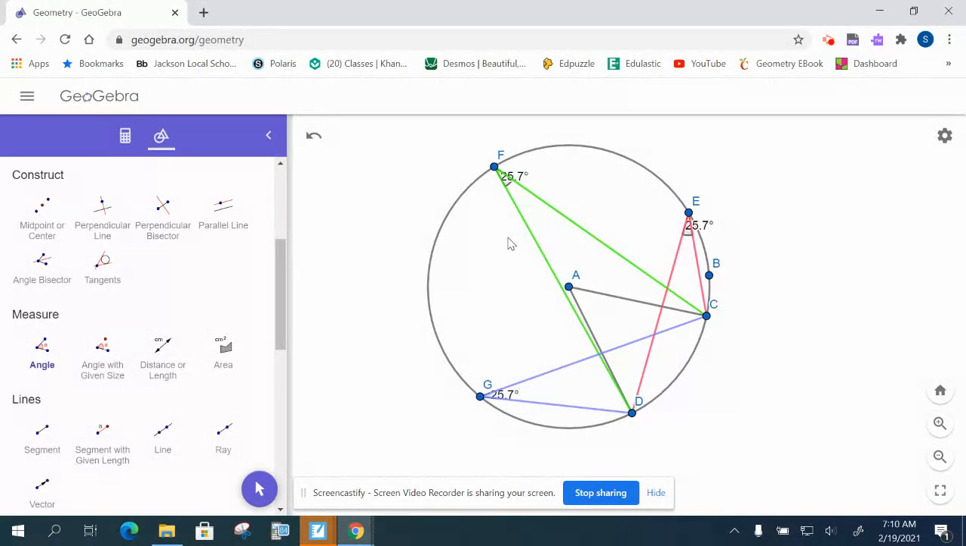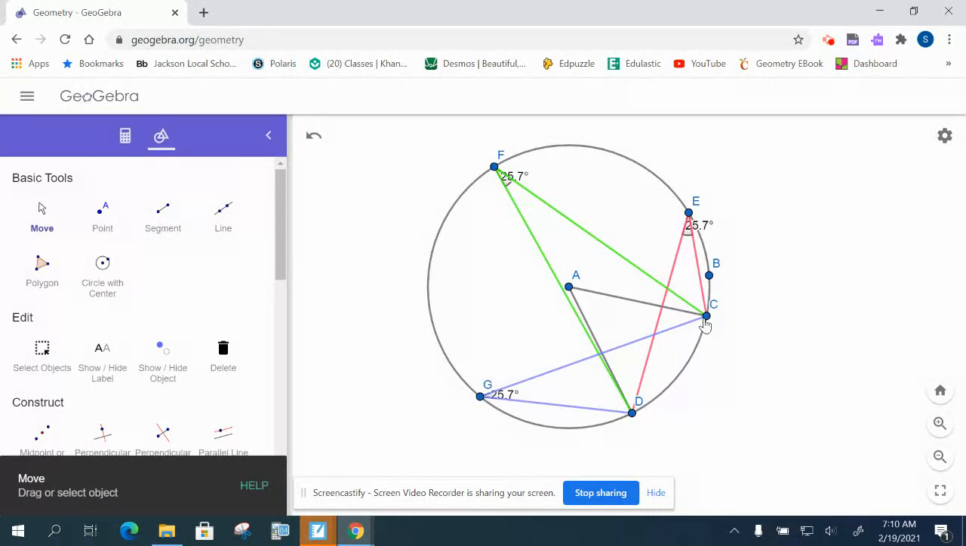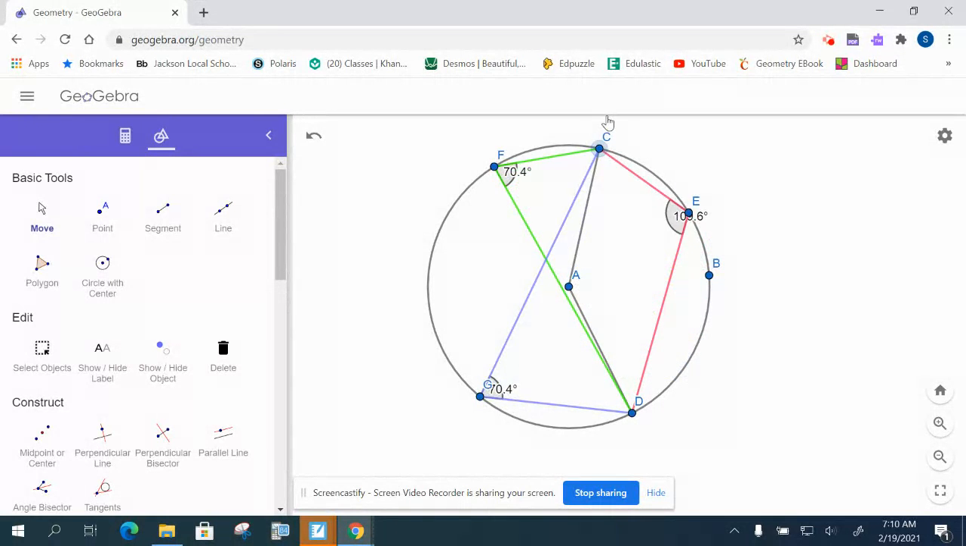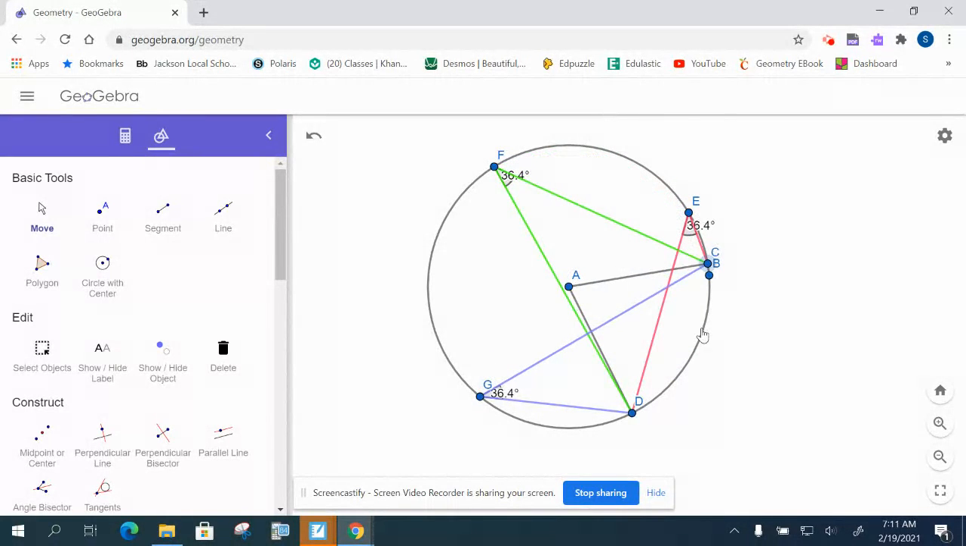So here's the thing. Also, if we were to move points C and D around, so if I were to move this point around, make this arc here bigger, they stay the same. I make it smaller, they stay the same. Make it bigger, they stay the same, as long as it's a minor arc. Or else we're kind of just changing the problem.